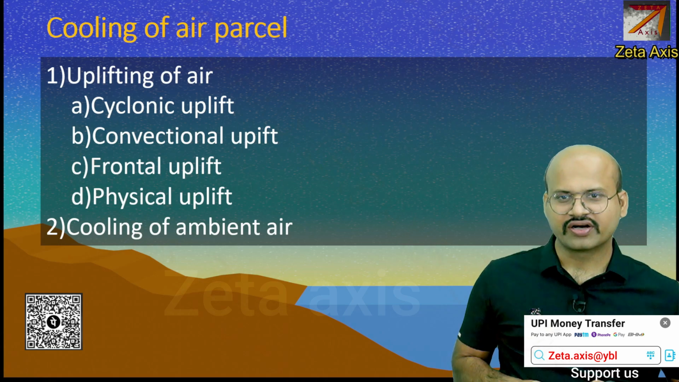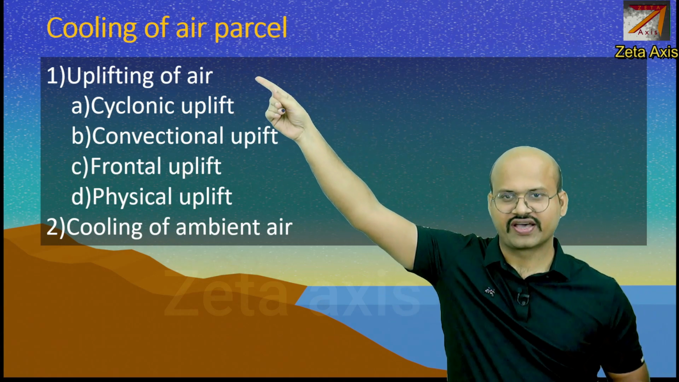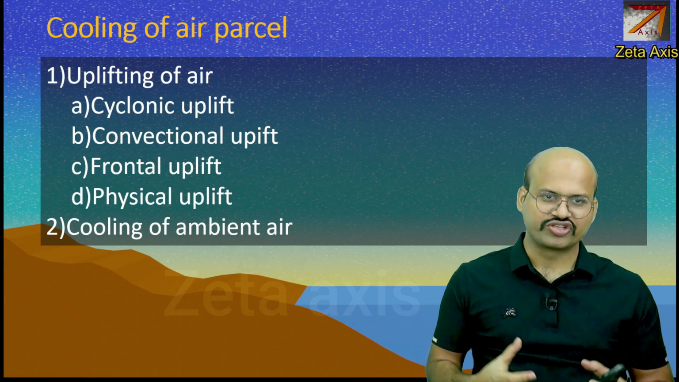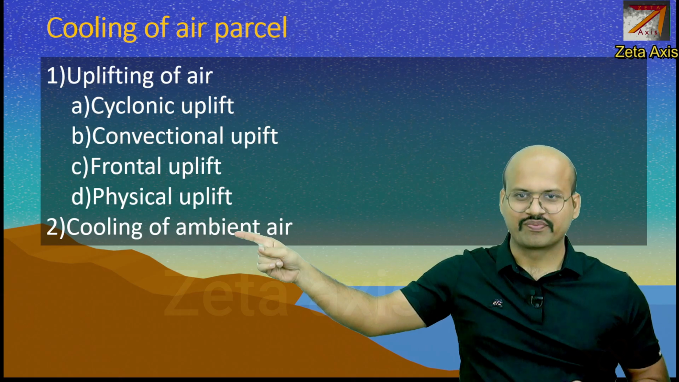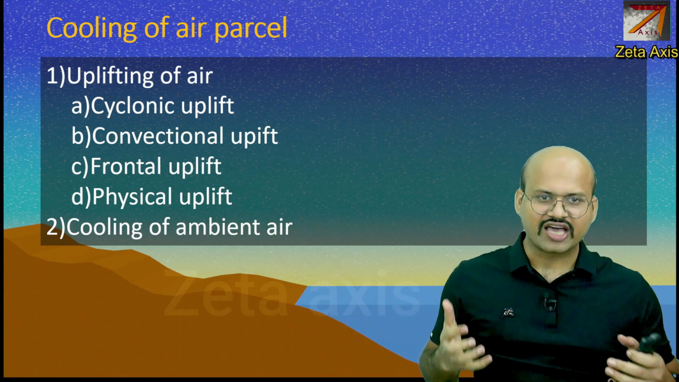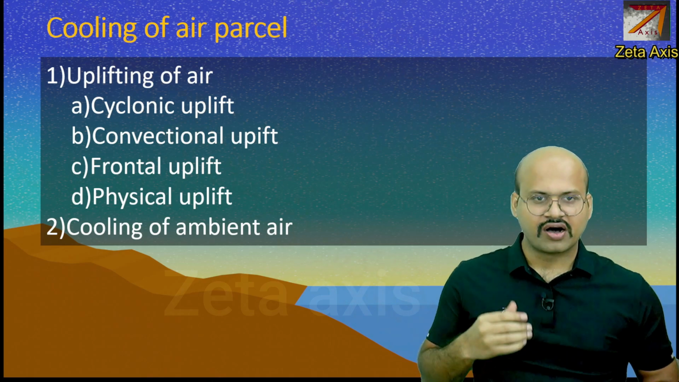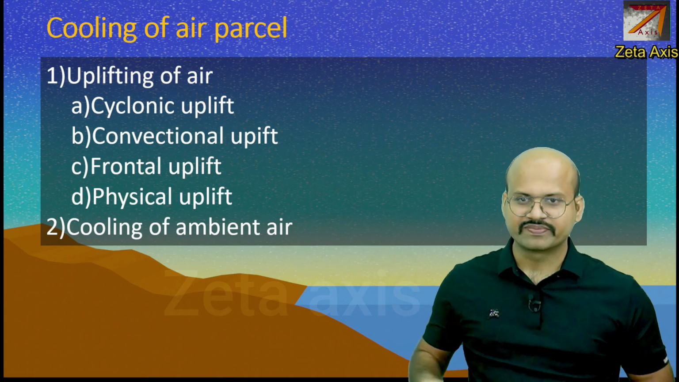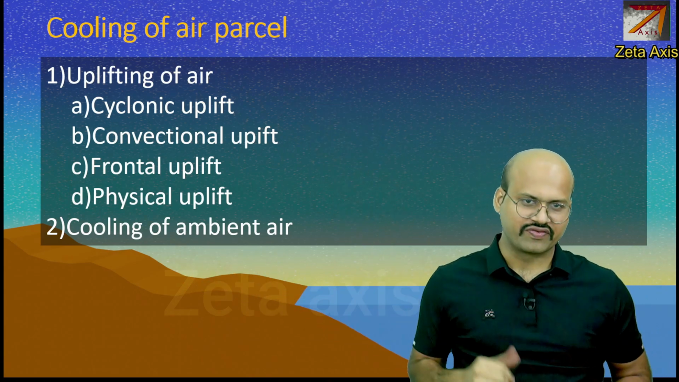Now the next step in the process of rainfall is cooling of the moisture. And this can occur by mainly two mechanisms. First, where there is uplifting of the air. So the air which is having this moisture, if it gets uplifted, there are several mechanisms by which this air can be uplifted in the atmosphere. That is, the air moves vertically up. And the second way that the air or the moisture can be cooled down is by cooling of the ambient air. So let's see all of these one by one.